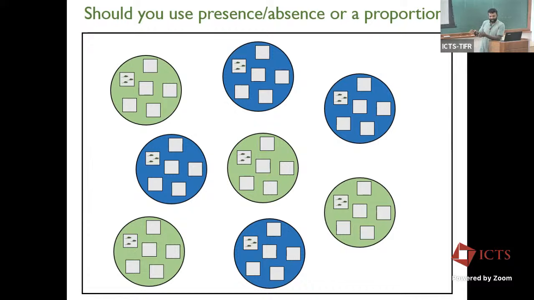So if you have things only at the plot level, if you only have things at the site level, then there is absolutely no need to use a 0 and 1 response. That's clear?